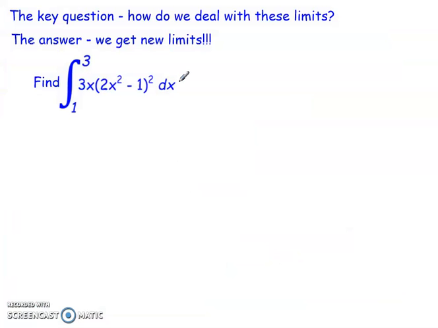Let's look at this example here. So let's imagine I want to find the integral from 1 to 3 of 3x bracket 2x squared minus 1 all squared dx. Now, as I've said before, once we've done our substitution, which in this case will be for this, so let's state that it's u equals 2x squared minus 1, we'd still follow the same generic steps we've done up to this point.